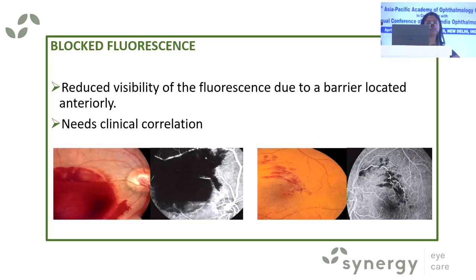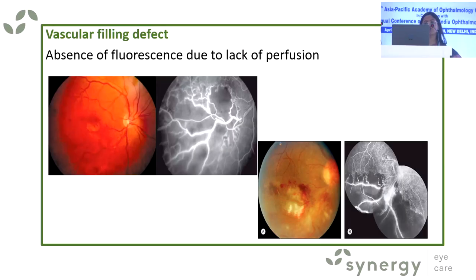Blocked fluorescence is basically if there is something anterior to the circulation which is blocking the visibility, and it needs a clinical correlation with the color picture as well. Or there could be vascular filling defect because of non-perfused areas.